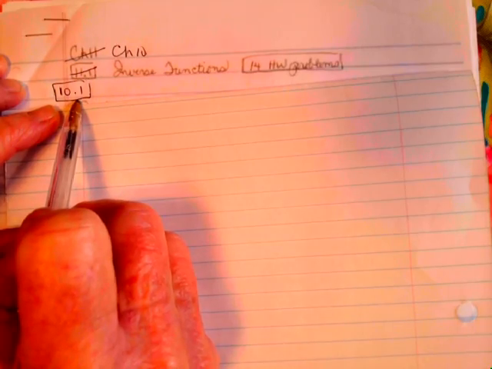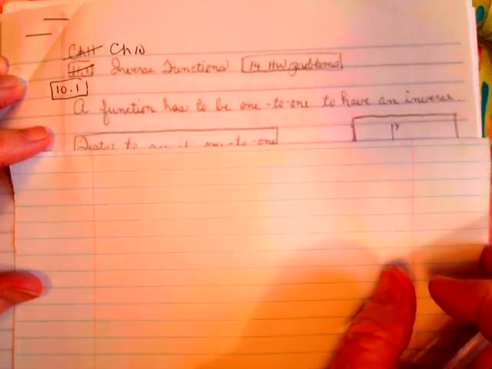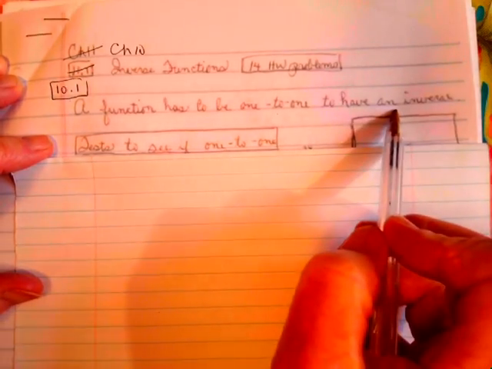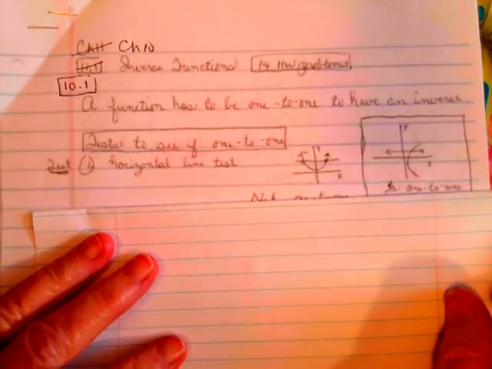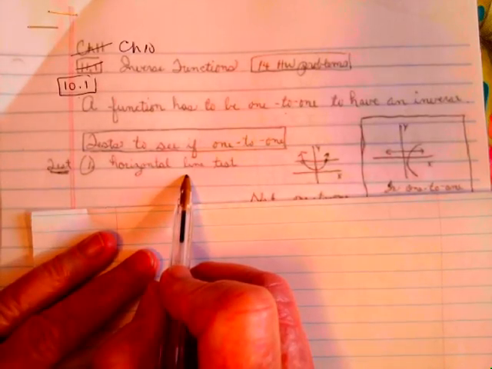So here we go, 10.1, inverse functions. There are approximately 14 problems in this homework section. A function has to be one-to-one to have an inverse. There are 3 different tests that we're going to look at to be able to determine if a function is one-to-one. The first one is the horizontal line test.